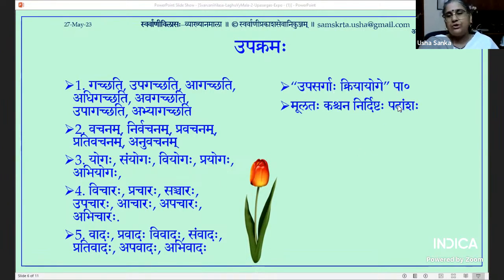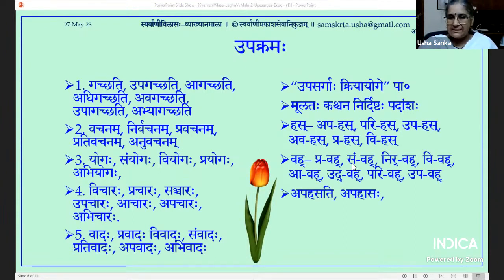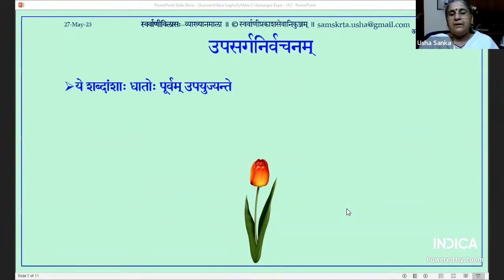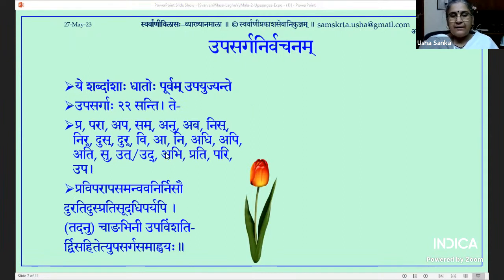Then we saw the definition, upasarga kriya yoge. Then we saw two dhatu examples where, in the dhatu format, I tried to show you the upasarga and the dhatu. Then I showed you that they become a noun and they become a verb. There is a possibility. Then we saw a working definition of upasargas. Then we saw how many upasargas there are. Then we got a shloka for that, which you are all going to recite in the next class.